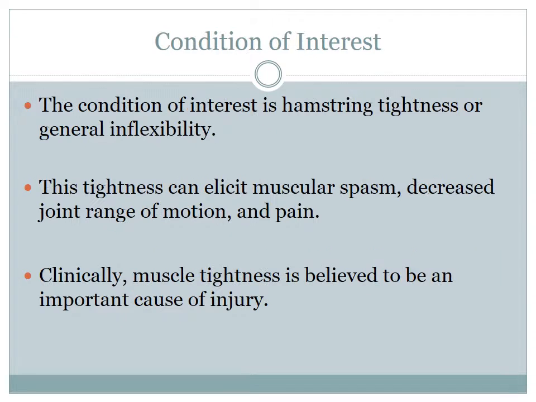The condition of interest is hamstring tightness or general inflexibility of the hamstring musculature. A muscle becomes gradually or acutely tight as it is unable to relax or recover between activities. This tightness can elicit muscular spasm, decreased joint range of motion, and pain.